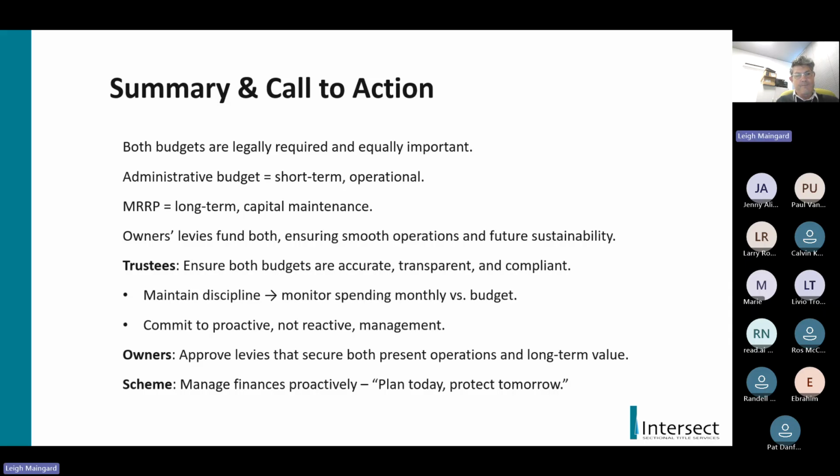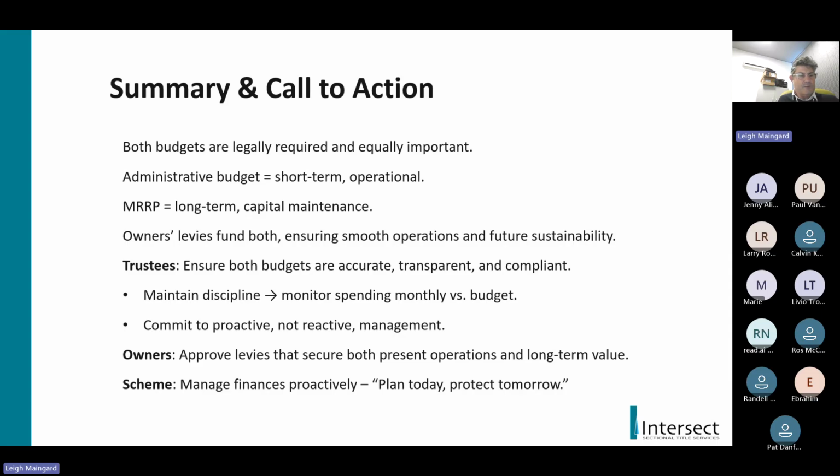And then the second last slide is summary and a call to action. So both budgets are legally required and equally important. The admin budget, again, is short-term and operationally orientated, while your 10-year plan is long-term and capital maintenance orientated. Owners' levies fund both these budgets. It ensures smooth operations and future sustainability. Important to remember is that both these budgets are calculated very differently, which is very important to consider when they are done. From a trustee's perspective, they ensure that both budgets are accurate.